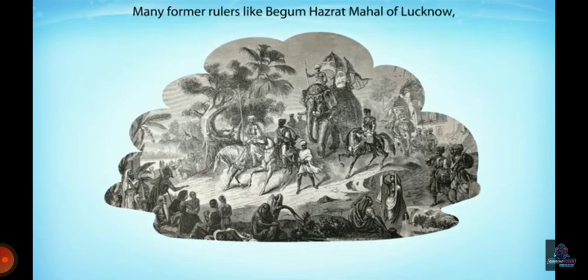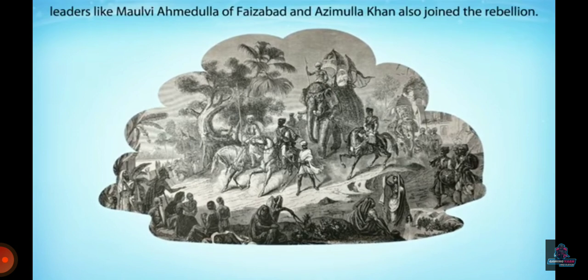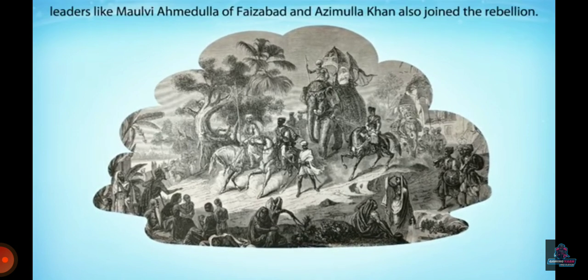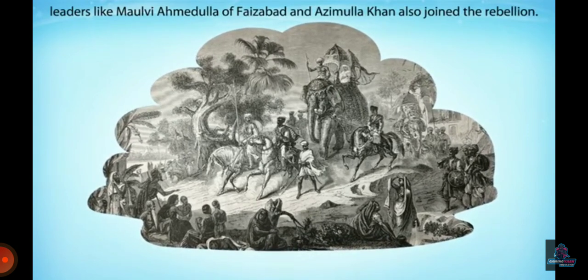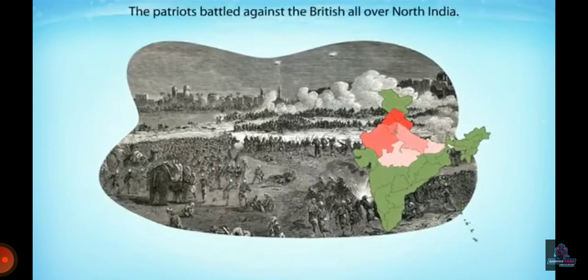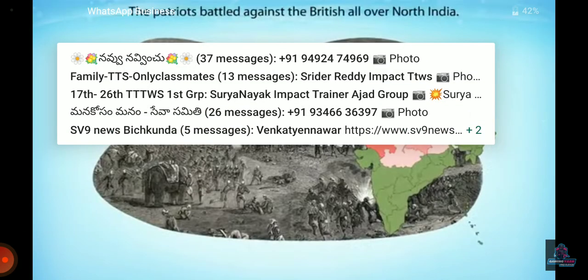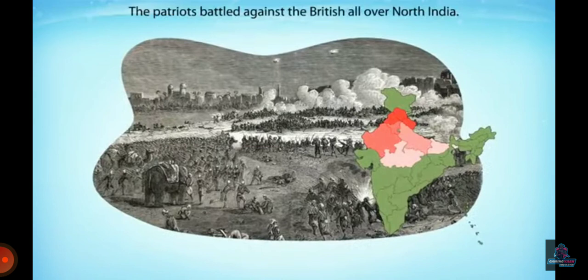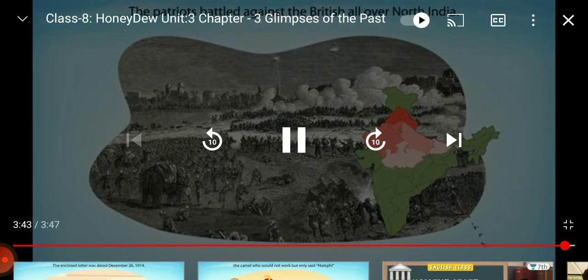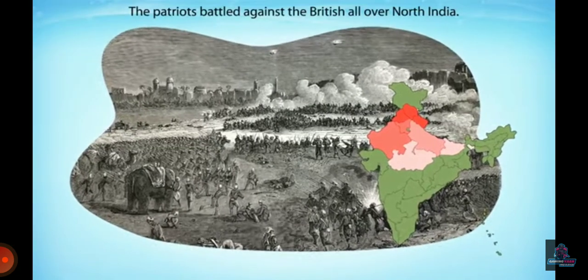Many former rulers like Begum Hazrat Mahal of Lucknow, leaders like Maulvi Ahmadullah of Faizabad and Azimullah Khan also joined the rebellion. So many people in many places, our Indian people and the kings who were ruling at that moment, joined in the revolution and the movement of the first war of independence. The patriots battled against the British all over North India. The movement started in North India, and slowly it spread over all parts of India.